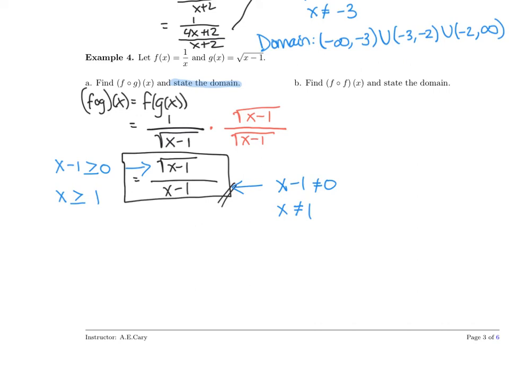So I'm going to have to take all of this information and combine it into one domain. Now, I look at this and I go, okay, I see that we're not supposed to be equal to 1 here, and we have an x is greater than or equal to 1 here. So in order to bring those together, I'm just going to take the "or equal" out of the greater than or equal to. Bring us to the domain of x is greater than 1.